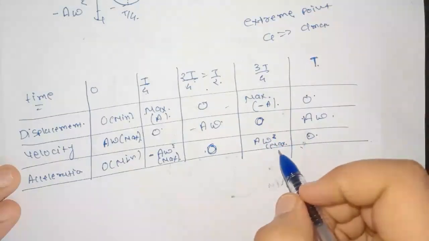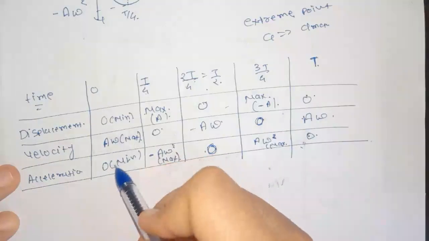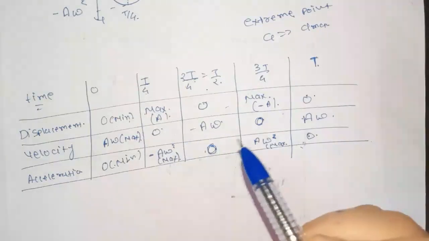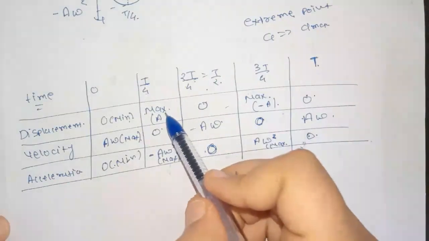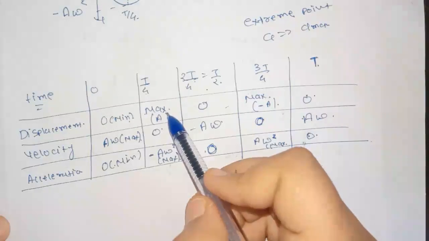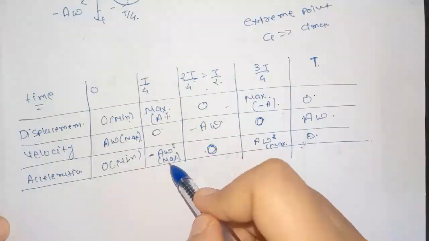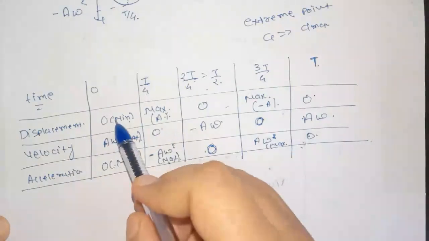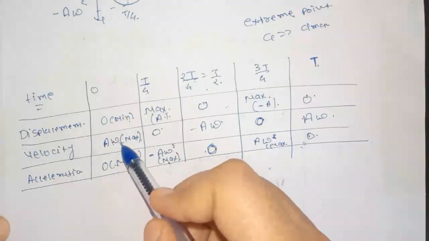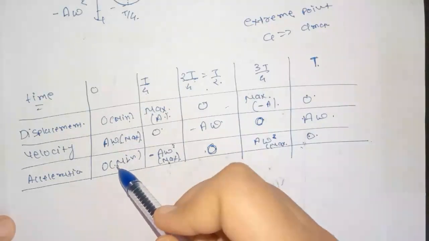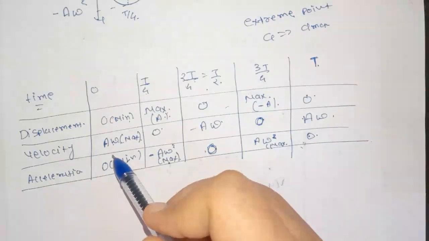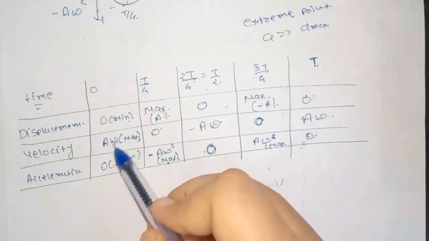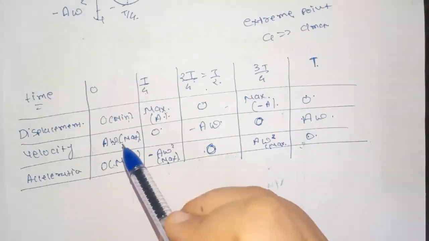From this table, we can see that the displacement and acceleration are 180 degrees out of phase. That means when displacement is positive maximum, the acceleration is negative maximum, and vice versa. While the displacement and velocity, or the velocity and acceleration, are differing in phase by pi by 2. That means the phase difference between displacement and velocity is pi by 2, and phase difference between velocity and acceleration is also pi by 2.